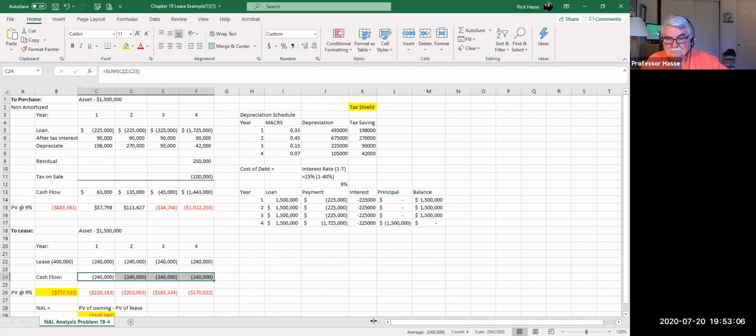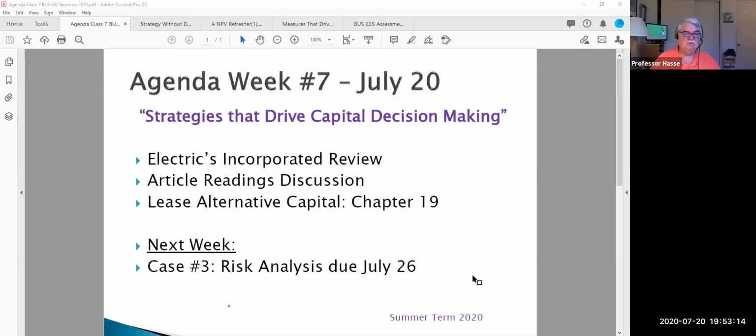Some of you might find that interesting, especially down the line. Okay. So just to wrap things up, we have a case due next Sunday, where you do the entire capital risk analysis. Cost of capital, base case, scenario, sensitivity. You have a template that we've reviewed that you can use.